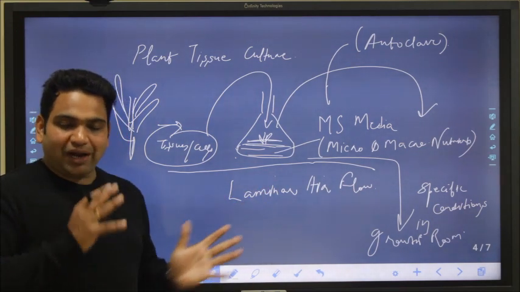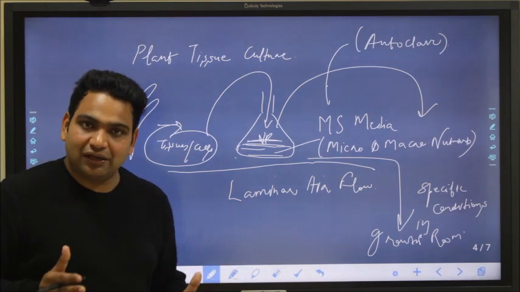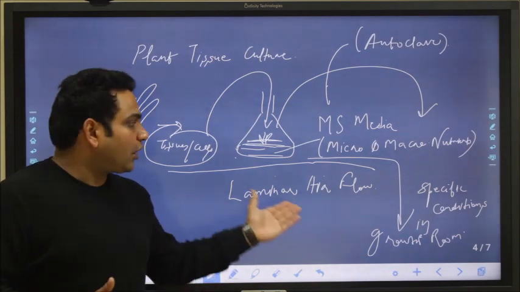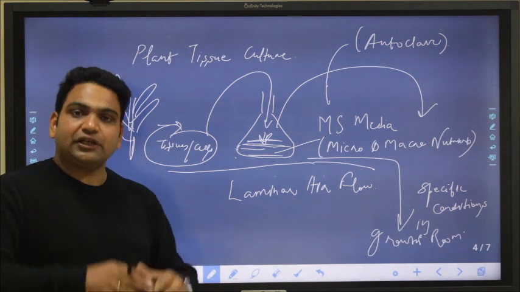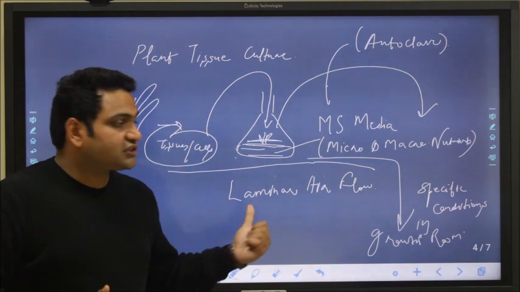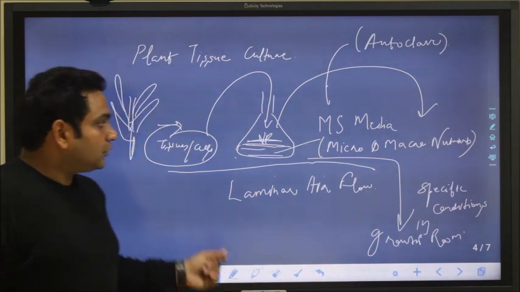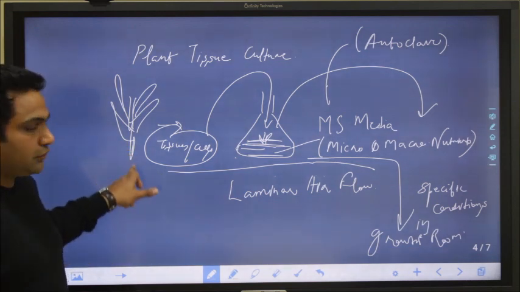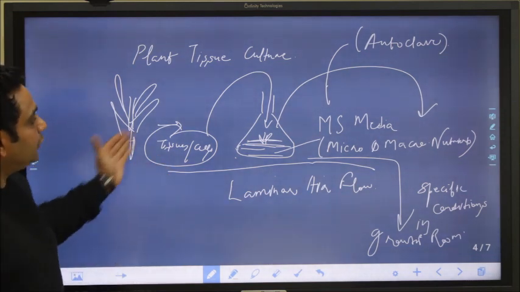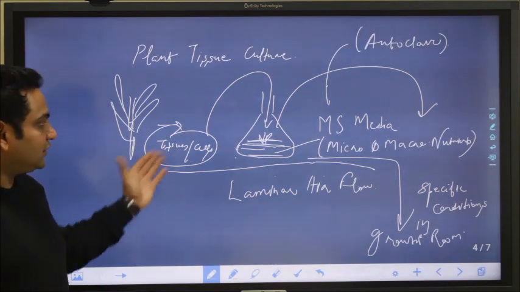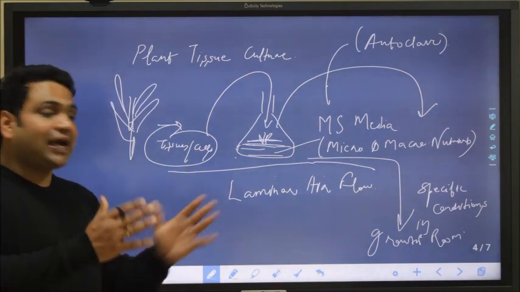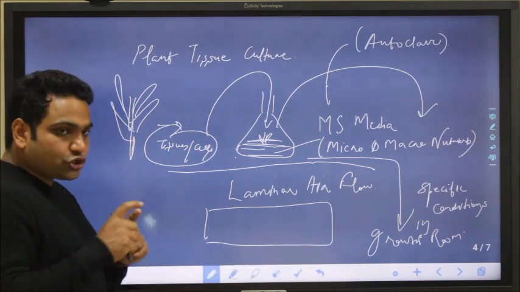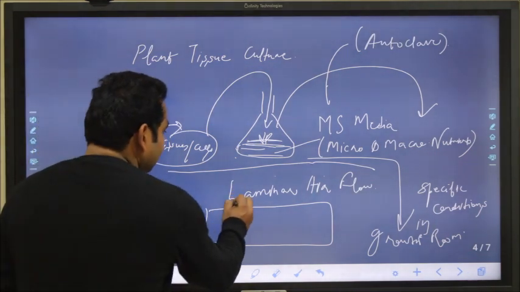So in plant tissue culture, we don't require soil. We require artificial media, a growth medium, and a growth room, where we can artificially generate or multiply the specific variety of plant. So again, I am going over the specific technique. We use tissues and cells in the MS media. We have inserted them inside a chamber, an instrument called a laminar airflow.